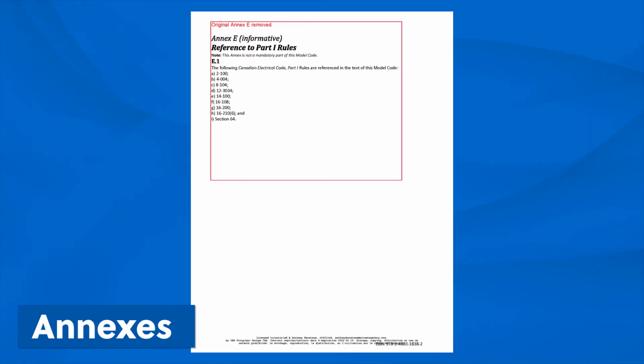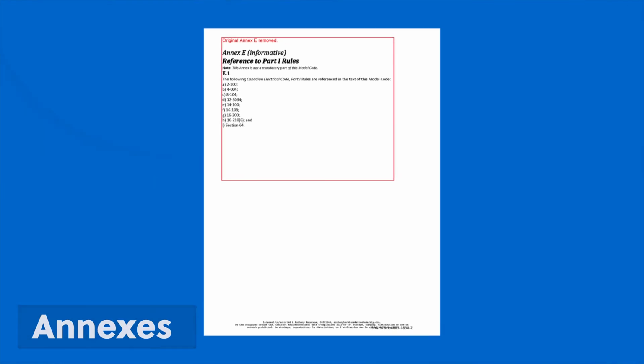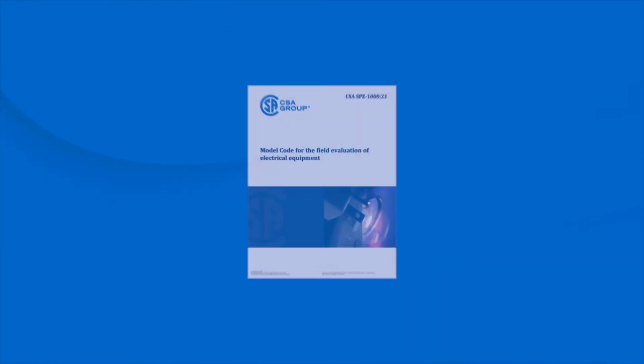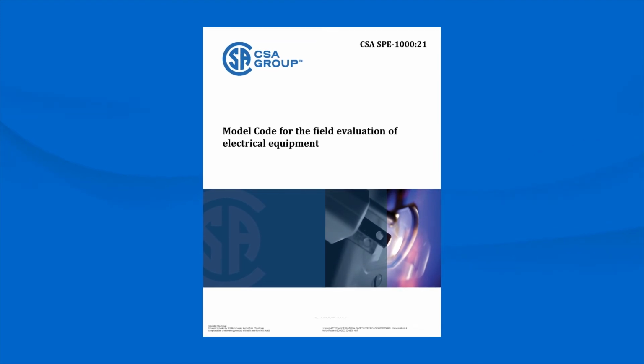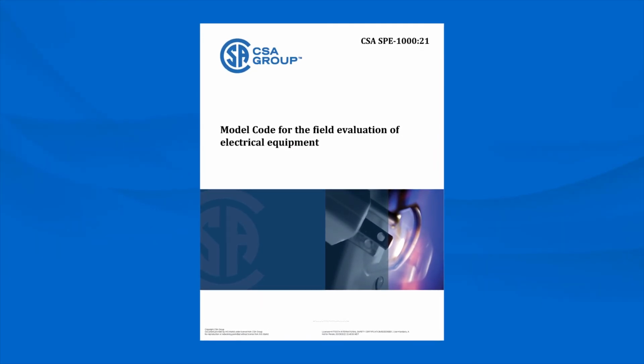And also, the original Annex E was removed. Personally, I find this to be a useful reference, so I pasted a comment back in to give me back the reference. And these are all the changes in the new 2021 version of SPE-1000.